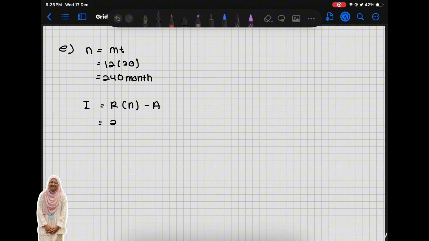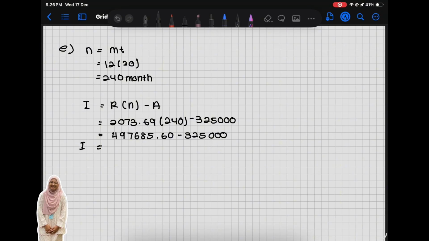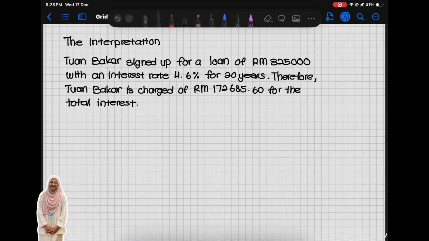R is 2073.69 times 240 minus 325,000 is equal to 497,685.60 minus 325,000. So we get I is equal to 172,685.60. The total interest charged is 172,685 ringgit 60. Tuan Bakar signed up for a loan of 325,000 ringgit with an interest rate of 4.6% for 20 years. Therefore, Tuan Bakar is charged 172,685 ringgit 60 for the total interest.